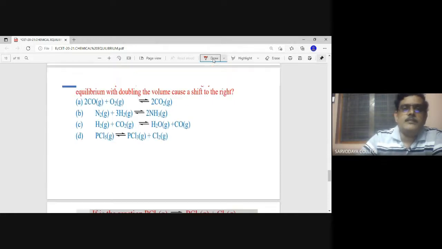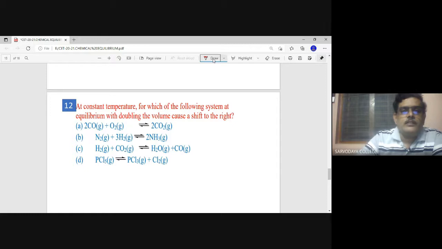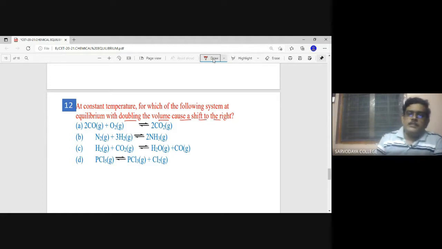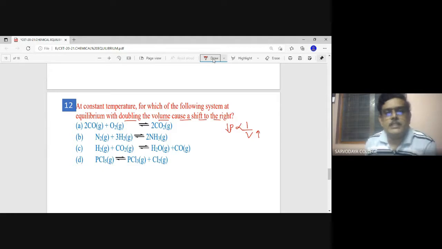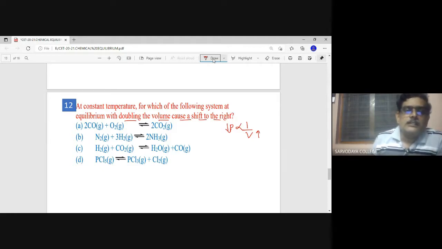At constant temperature, for which of the following systems will doubling the volume cause a shift in the equilibrium towards the right? When you increase the volume, pressure is inversely proportional to V, so the pressure is going to decrease. Then the equilibrium will shift in the direction in which the number of moles increases. The system will try to nullify the effect by increasing the number of molecules.